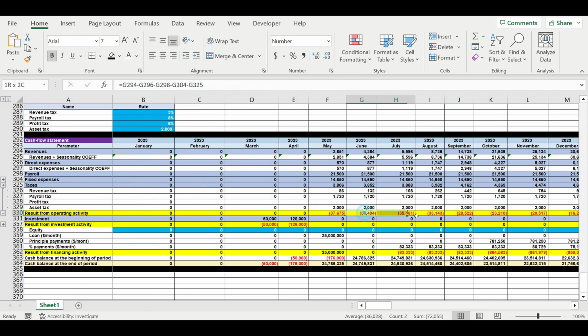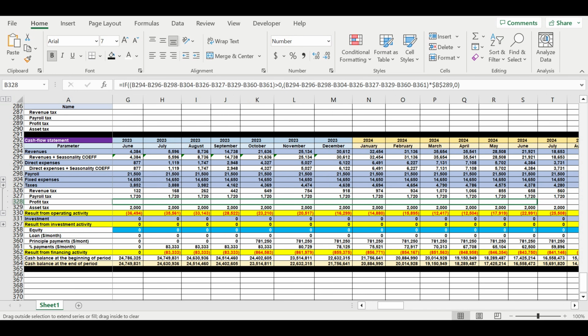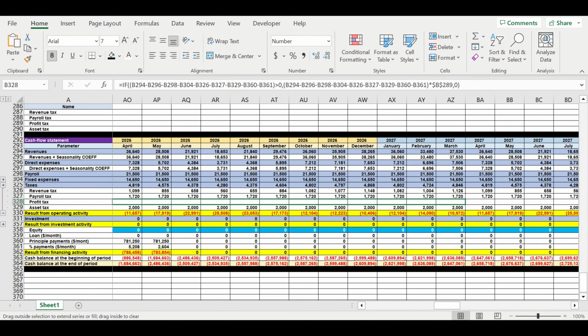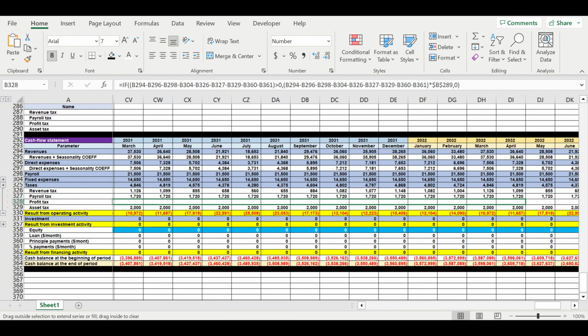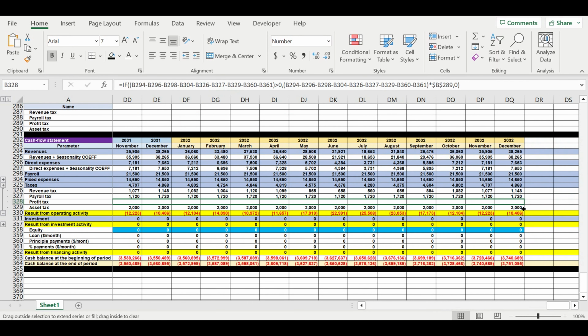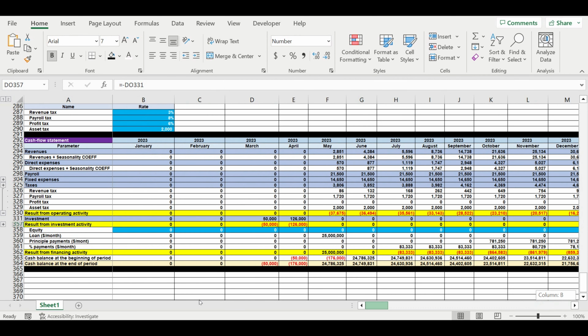Because we have losses here, when I extrapolate this formula to the right, we will have zeros as well. But when we adjust the data, we will get the profit tax payments. So now we are done with the cash flow statement.